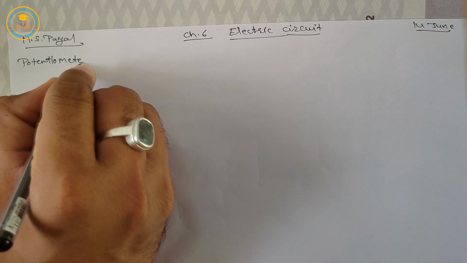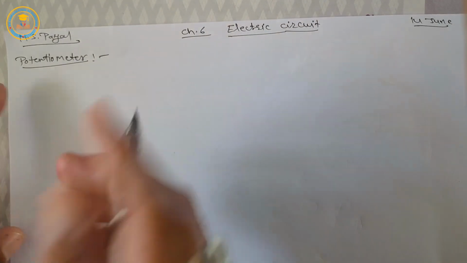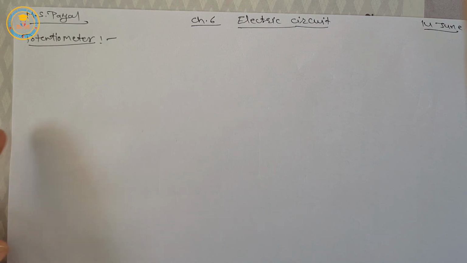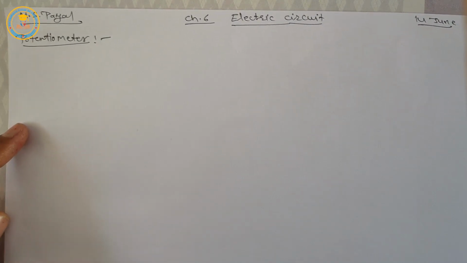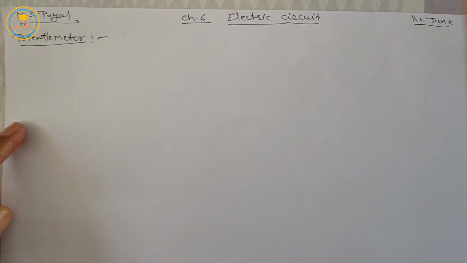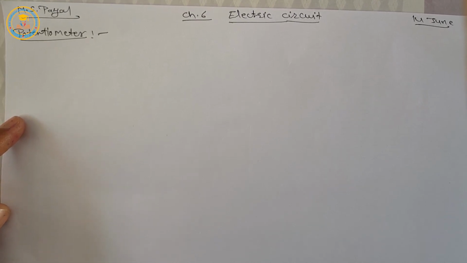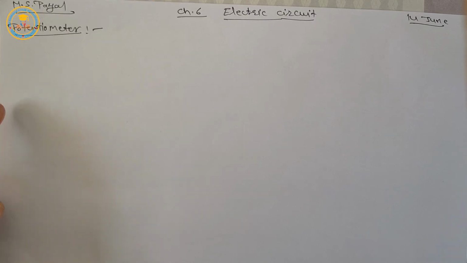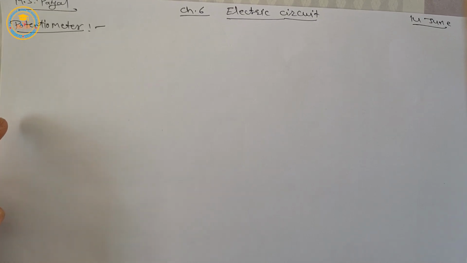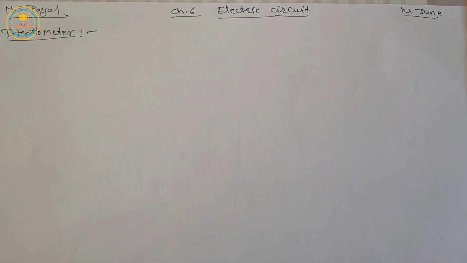What is a potentiometer? A potentiometer is a device which is used to measure the unknown potential difference between any 2 points in an electric circuit. It means this potentiometer measures the unknown potential difference between 2 points.